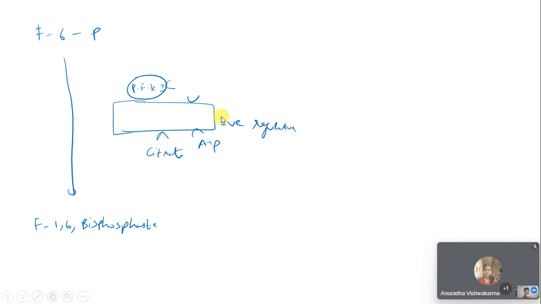So what do you think is a positive regulator then? Which thing will force this process to go forward?